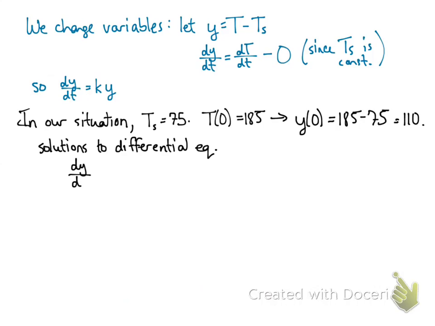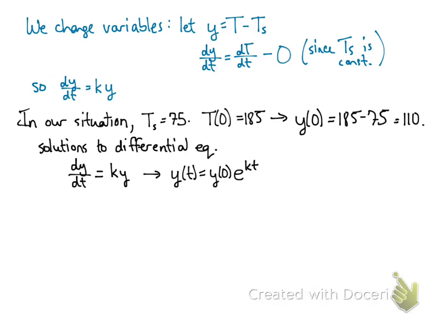And the general solutions to the differential equation that we've got, dy/dt = ky, look like this. y, which is a function of time, y(t), equals the initial y, y(0), times e to the constant k times time. So y = y(0) e^(kt). That's the general solution. Our initial value, y(0), is 110.